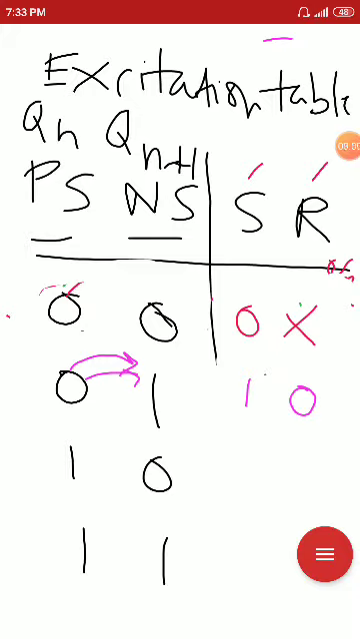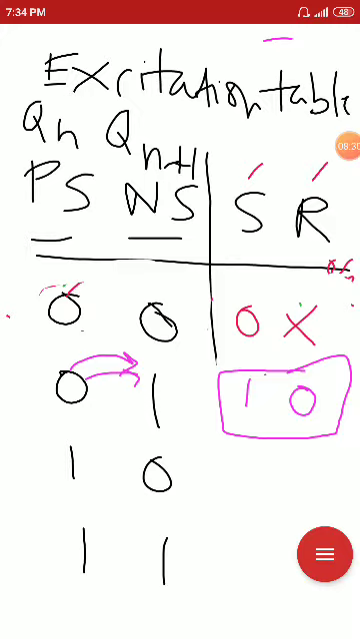Then the second possibility is that there is only one possibility for the output to become 0 to 1, because only when S is equal to 1 the output becomes 1. If the present state is 0, then the next state can become 1 only in this condition, 1 0.